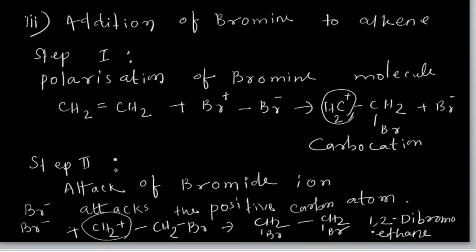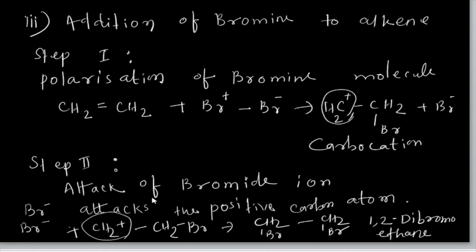What is the name? 1,2-dibromoethane. Again see, attack of bromide ion. In step 1, one bromide ion is separated, and the Br plus attaches to the CH2 and produces a carbocation. This carbocation is very, very unstable. It is attacked by Br minus and gives CH2Br-CH2Br, 1,2-dibromoethane. So you can observe what happened here.